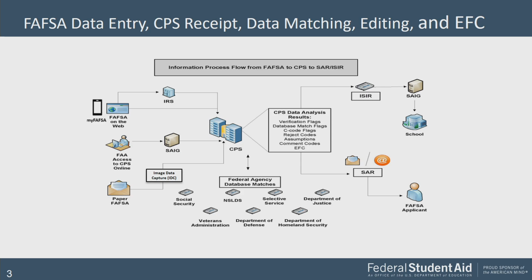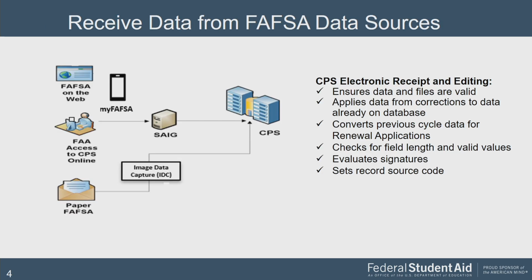Then once that's done, we do additional editing to determine what EFC methodology we're going to use to calculate the student's EFC, verification selection, and so on, and then we disseminate those results. So that's the primary role of the CPS: to do eligibility determination, to calculate the EFC, and to disseminate the results so that you can process financial aid on your campuses.